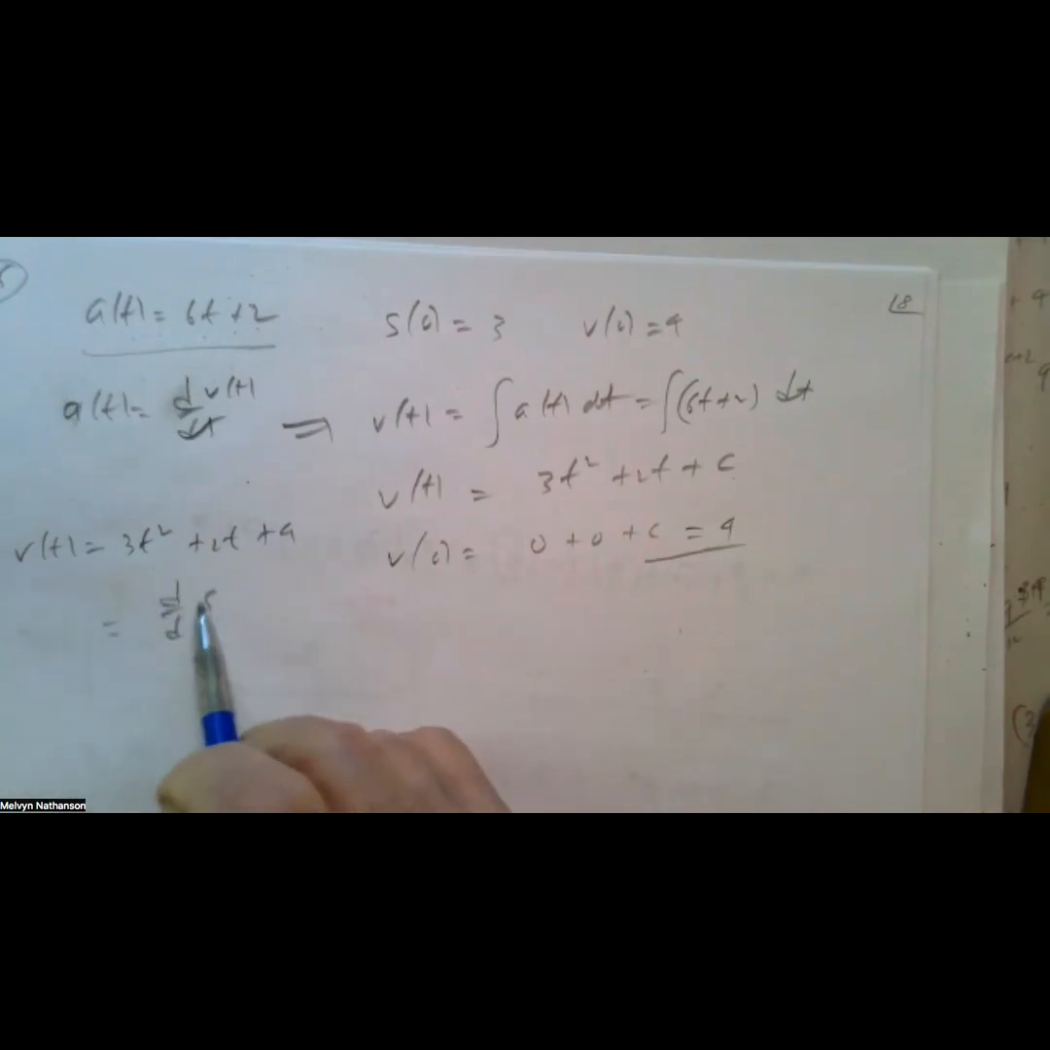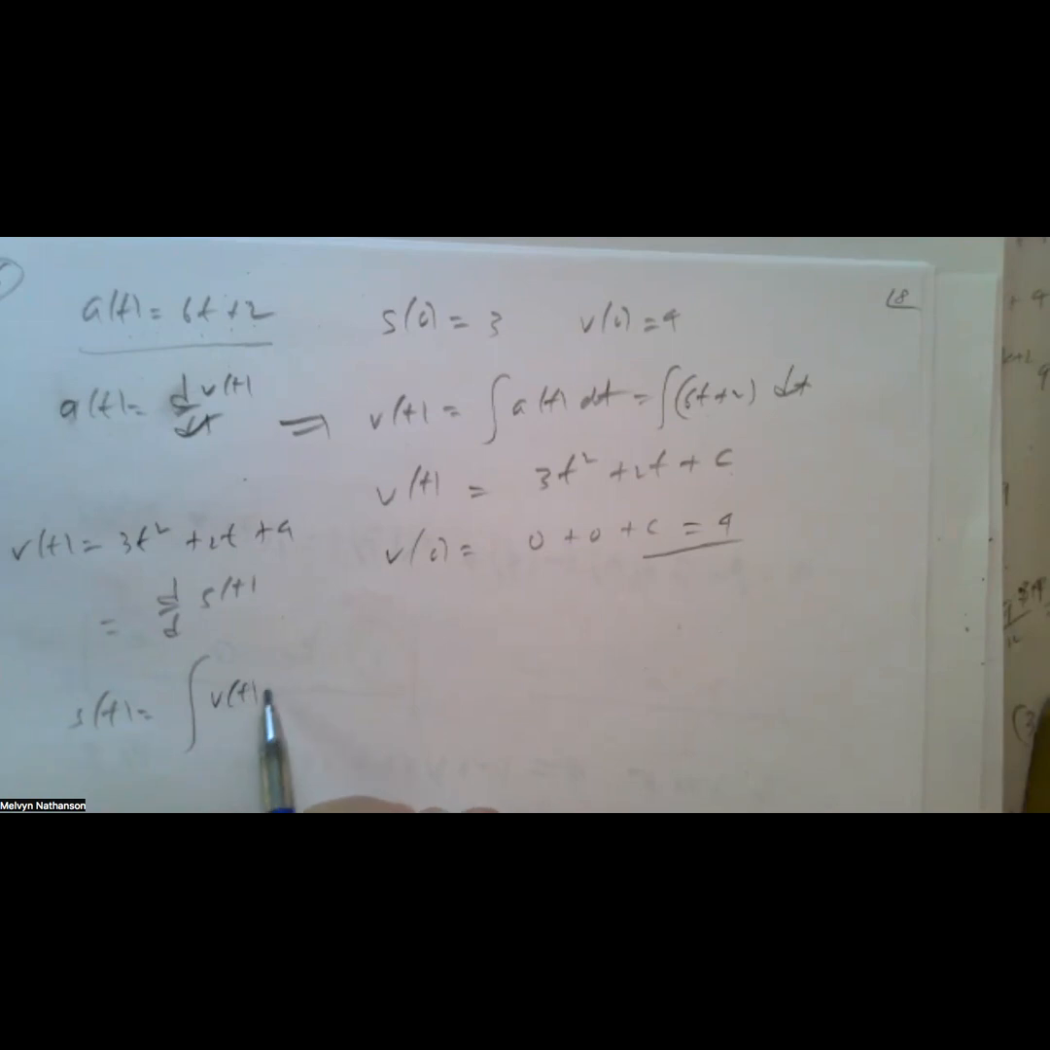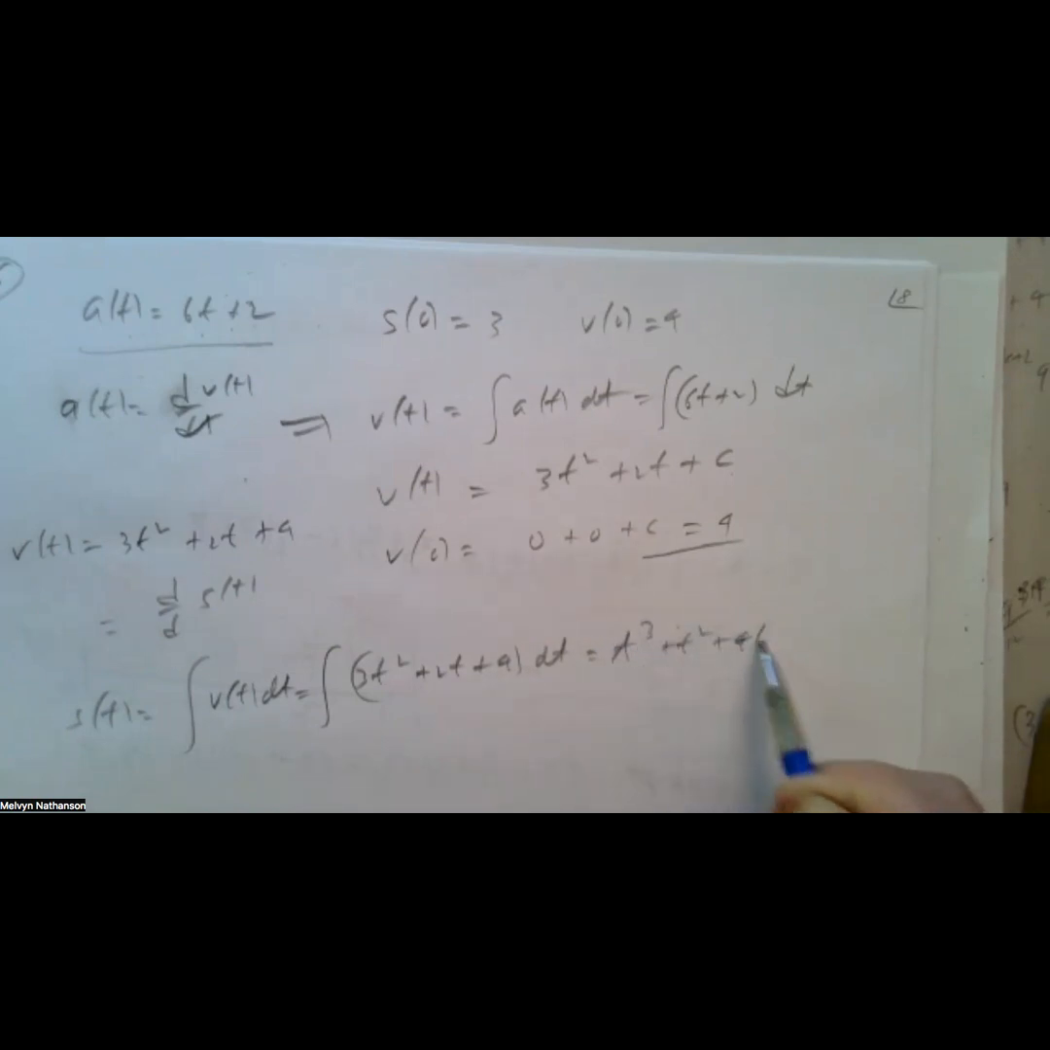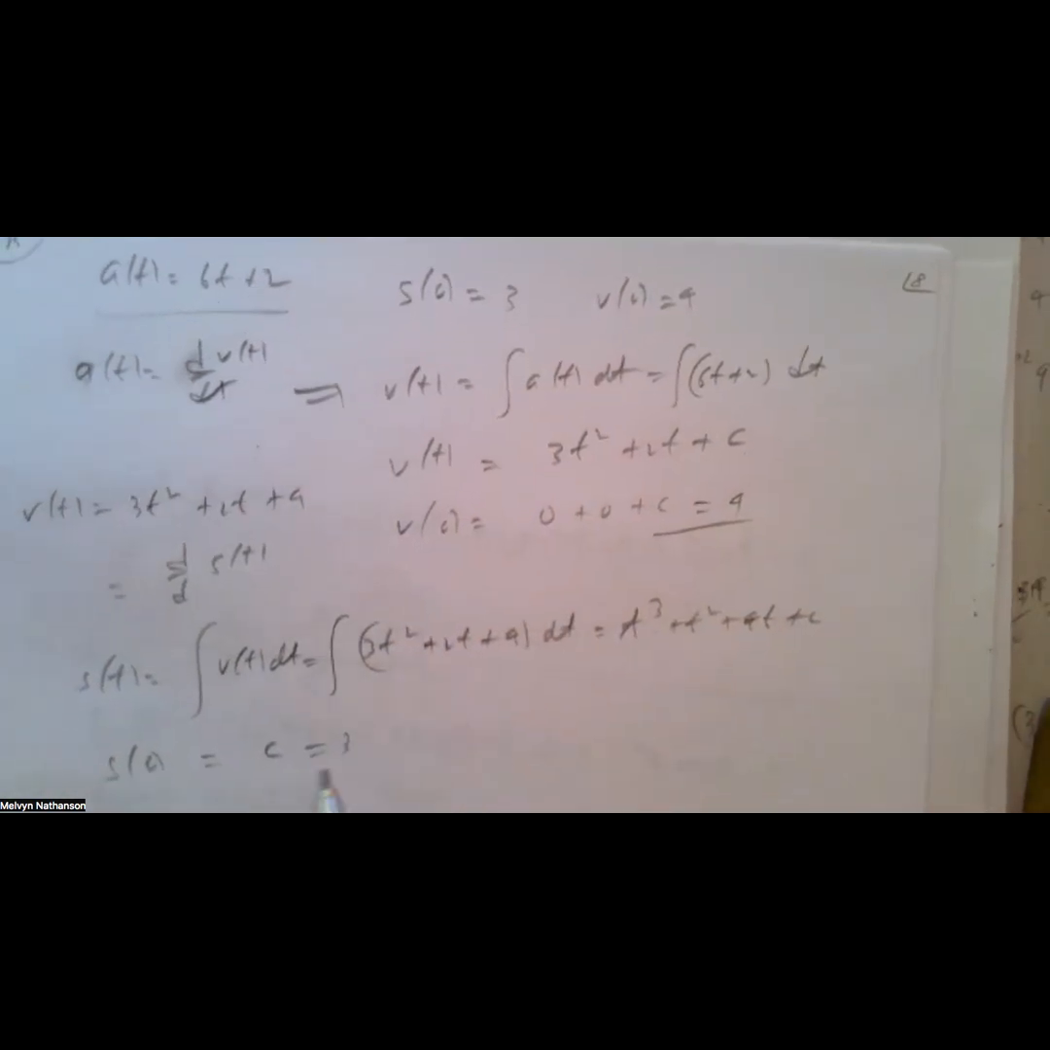But velocity is the derivative of the position. So the position is the antiderivative or the integral of the velocity. So that's the integral of 3t squared plus 2t plus 4 dt. When I integrate, I get t cubed plus t squared plus 4t plus a constant. And the position when time t is equal to 0, that's c, and I'm told that position is equal to 3. So the constant is 3. So the position at time t is t cubed plus t squared plus 4t plus 3. So that is the position of the particle at t seconds for any t.